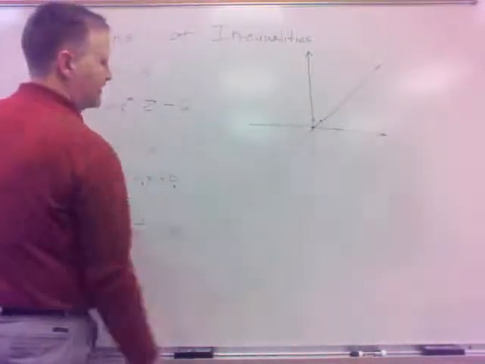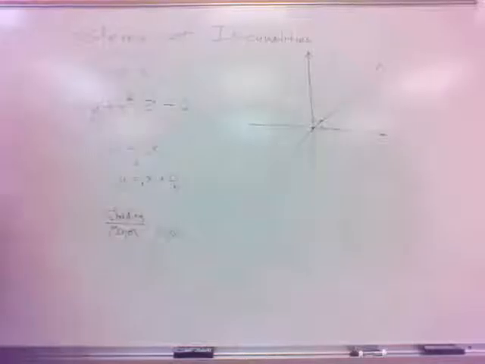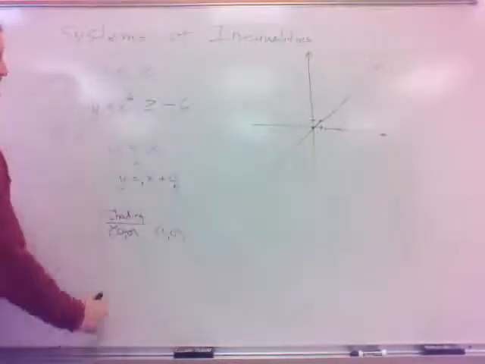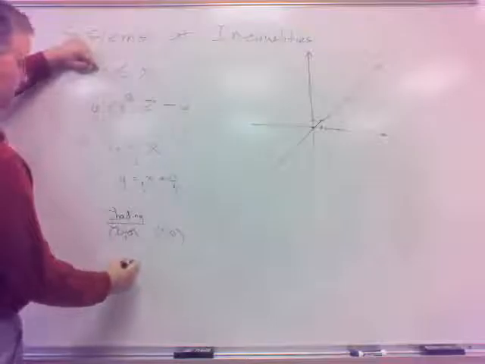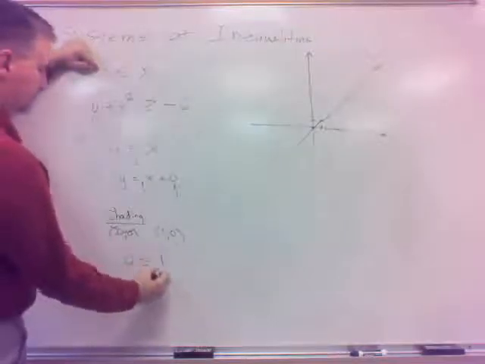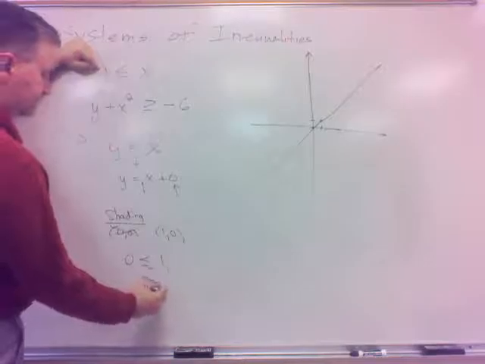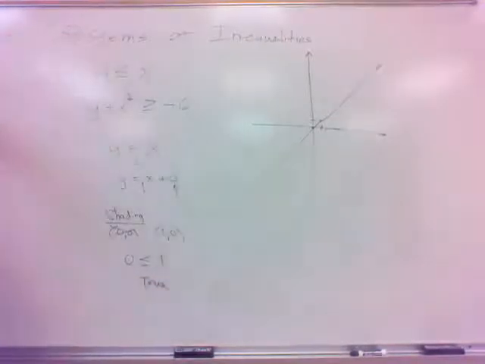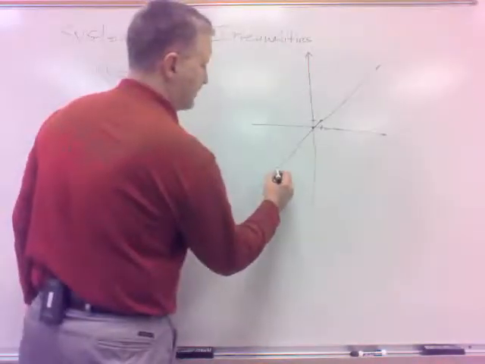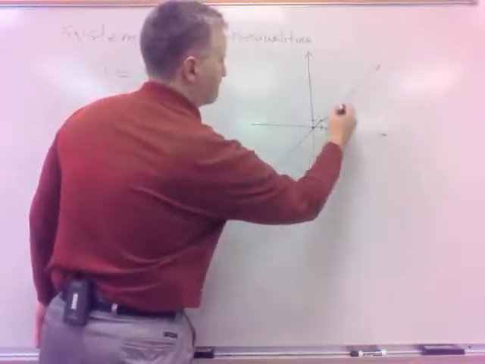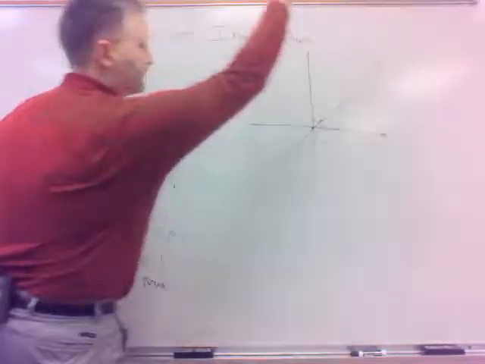But 1, 0 down here. Something other than 0, 0. Something not on the line. So if I check x is 1, y is 0, that is true, isn't it? That would work. So 1, 0 works, so I'd be shading all of this down through here. Okay?